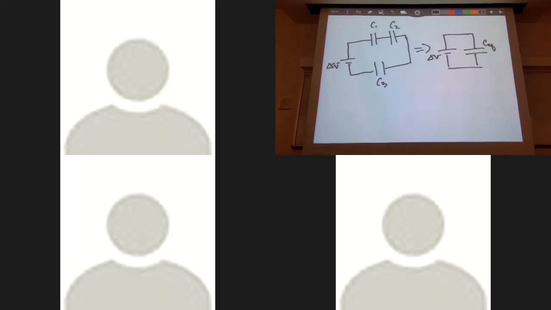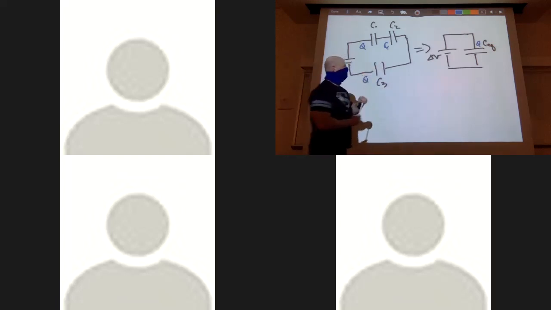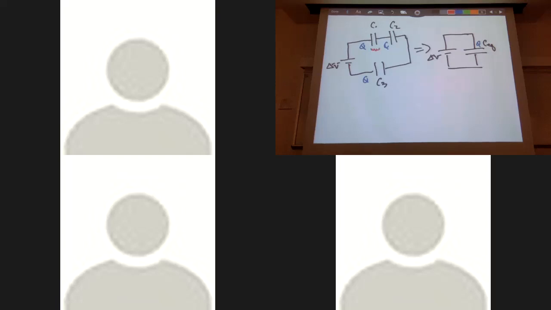Now, the charge which builds up on the CEQ is exactly the same amount of charge which builds up on each of these here. So each one of these charges is exactly the same as the charge which goes on here. But what's different is the potential difference across each one of these. This has a potential difference of delta V1, this delta V2, and this delta V3. All three of these potential differences are different.